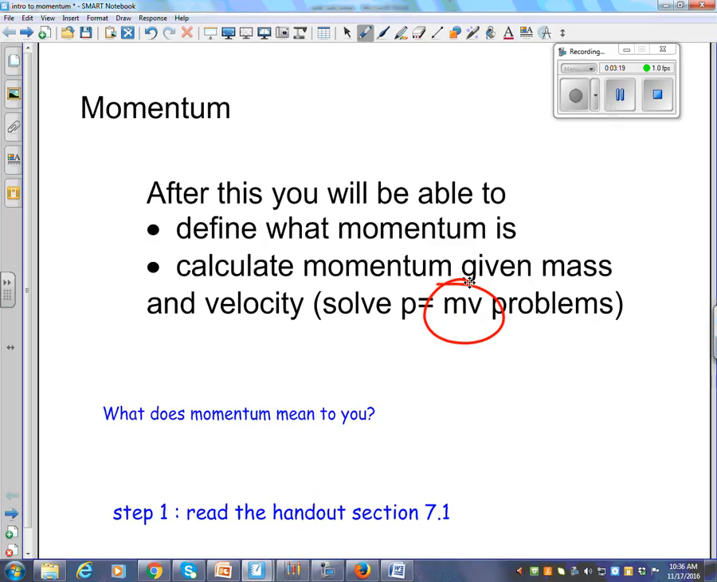I would like you to read just 7.1. Just the left-hand side of that sheet. Can you do that for me? Okay.